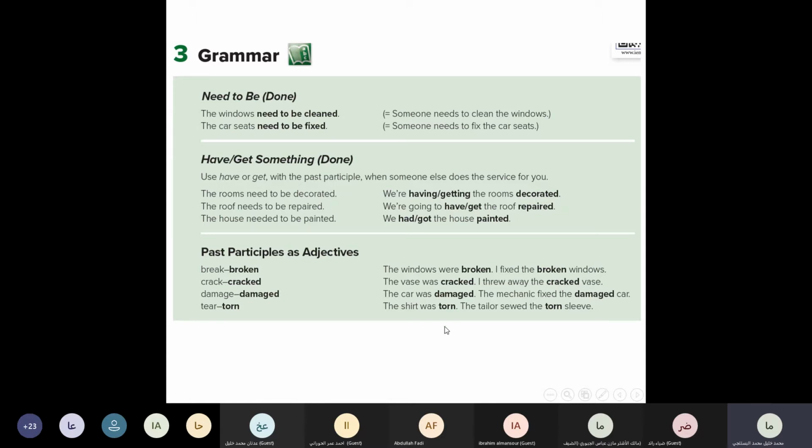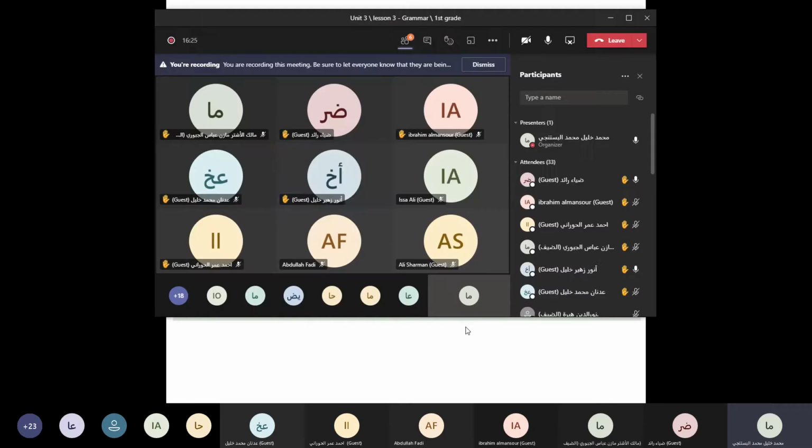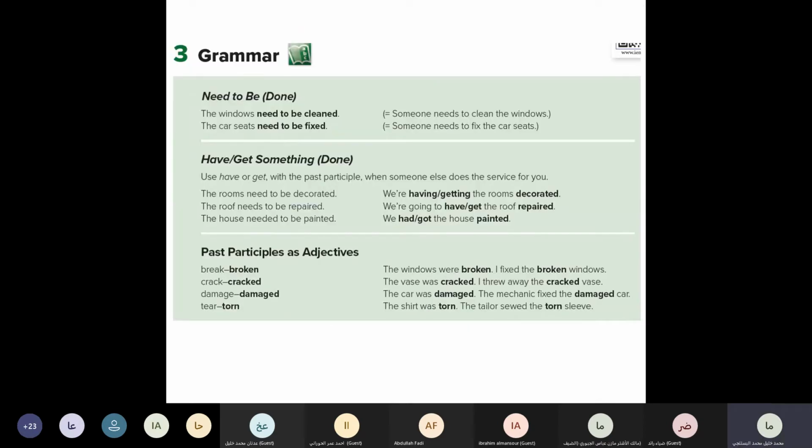Cracked vase. Damaged car. The last one, Anwar, read. The shirt was torn. The tailor sewed the torn sleeve. Good. Torn here, verb 3, past participle. It is used as an adjective. So this is our lesson about the grammar. Here we have 3 points: using need to be plus done, and have or get something done if someone else does the service for you. The third point is using the past participle as an adjective.